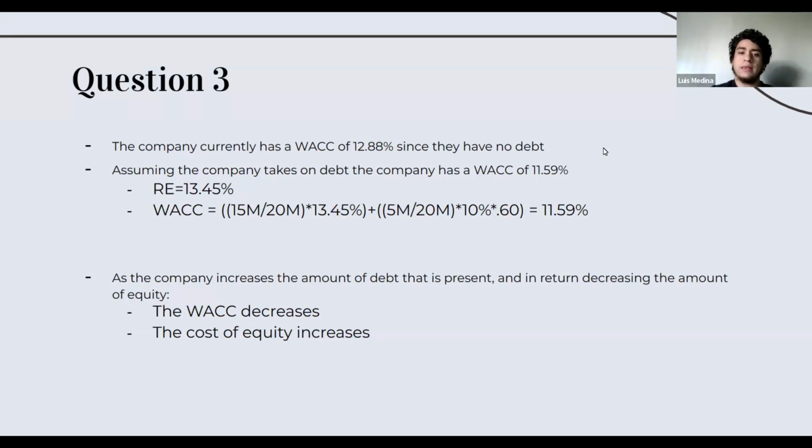But if we assume in a different scenario that Norton Electronics does take on debt, this would cause the debt to equity ratio to increase, and this will cause WACC to decrease. On the other hand, the cost of equity will increase. In the new scenario, WACC would fall to 11.59%. So with the company taking on debt, their RE would also increase to 13.45% in the new scenario, and thus this change would cause the WACC to fall to the level previously stated of 11.59%. And just to summarize, the company taking on debt decreases the WACC and increases the cost of equity.